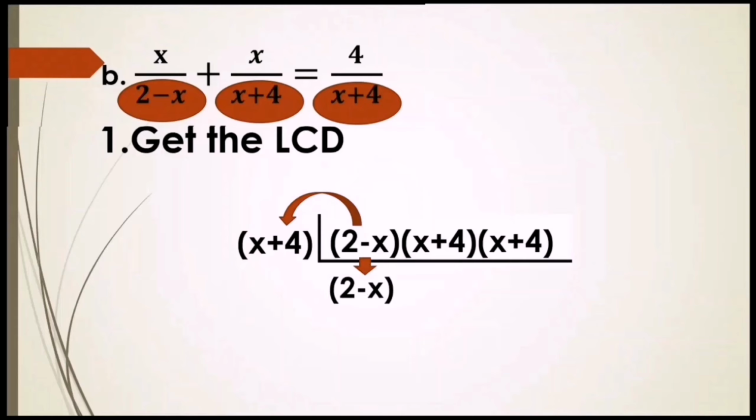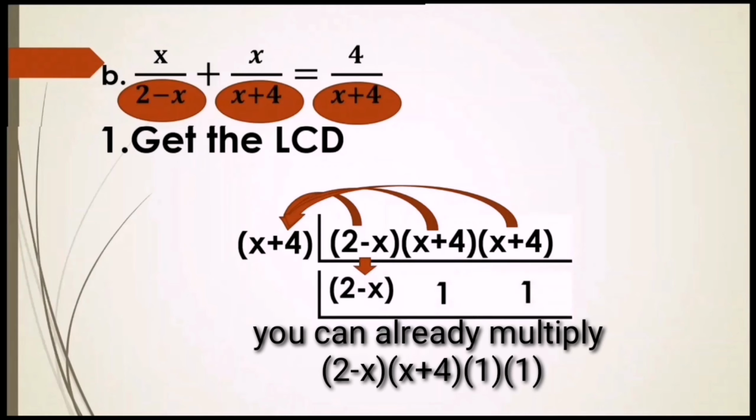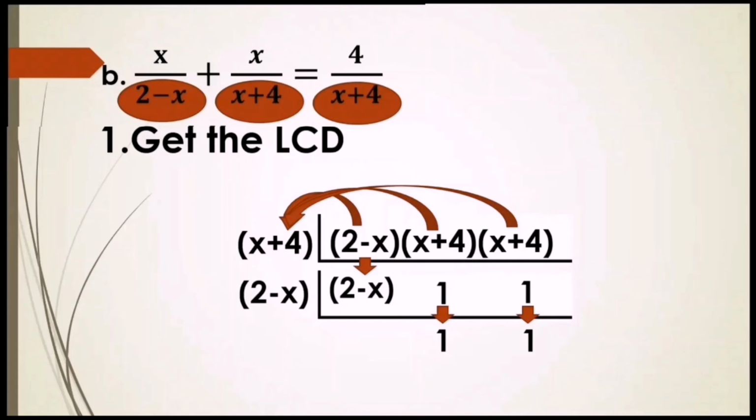And then x plus 4 divided by x plus 4, the answer is 1. And we all know if it is 1, just bring it down again on the second part of the decomposition. Next, x plus 4 divided by x plus 4, the answer is equal to 1. So we all know that if we divide 2 minus x by itself, it becomes 1. So therefore, 2 minus x divided by 2 minus x, the answer is equal to 1.